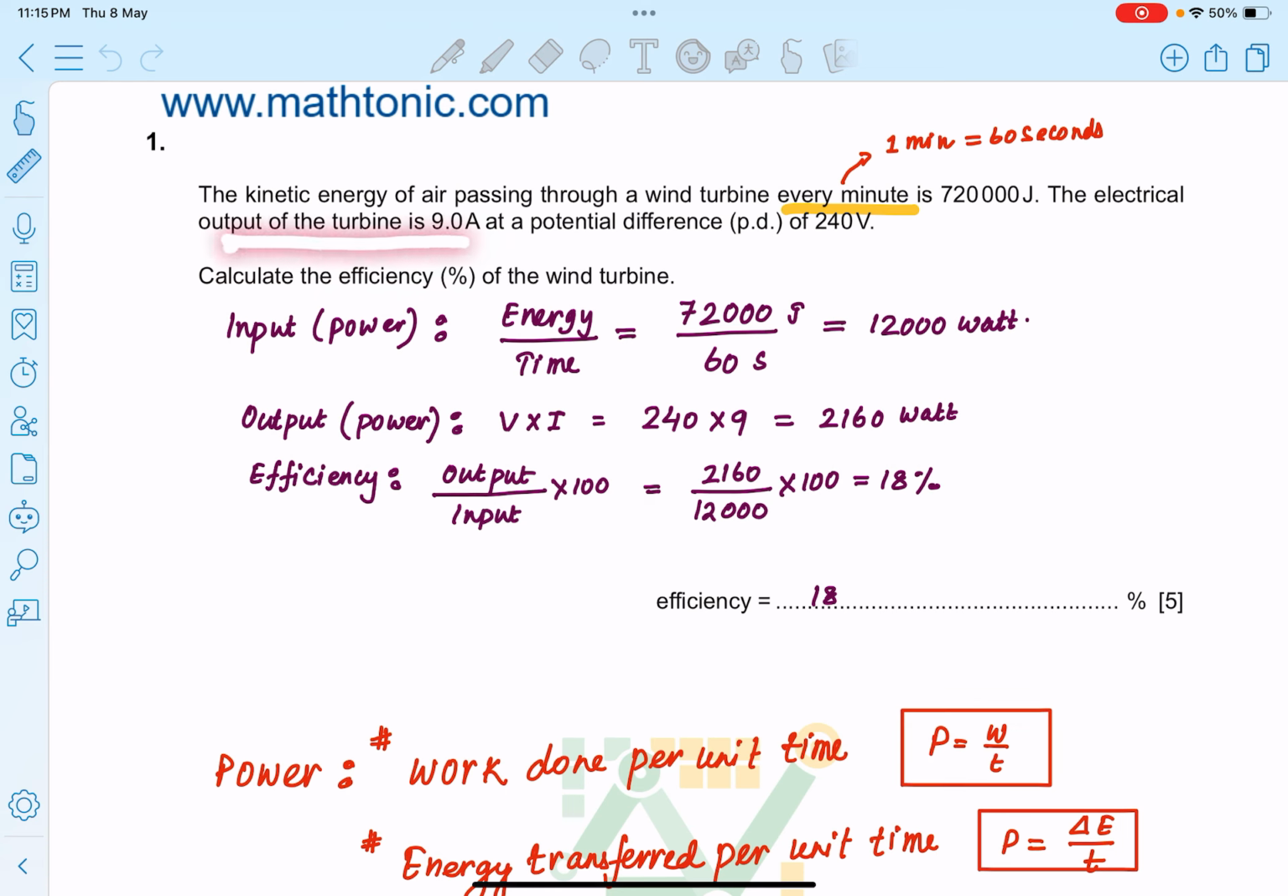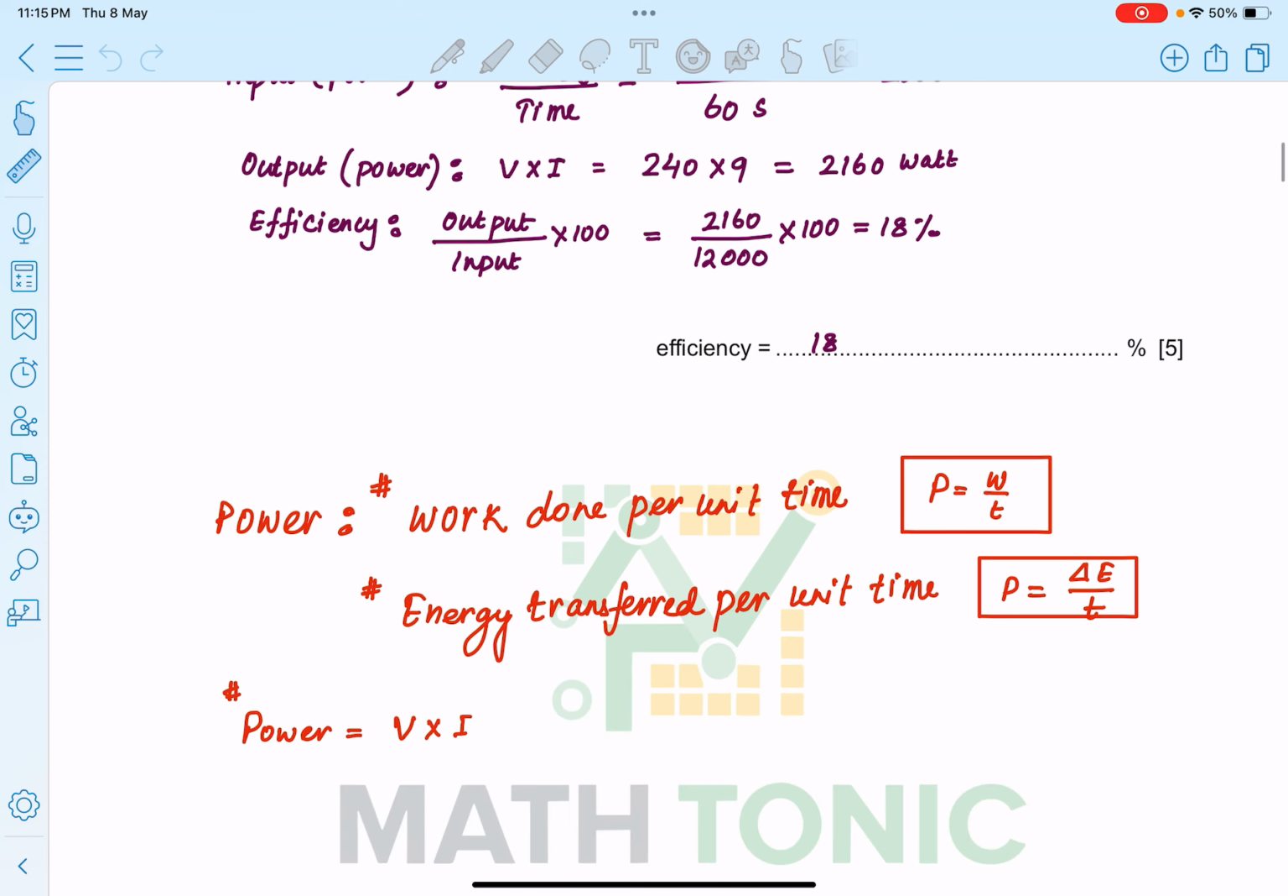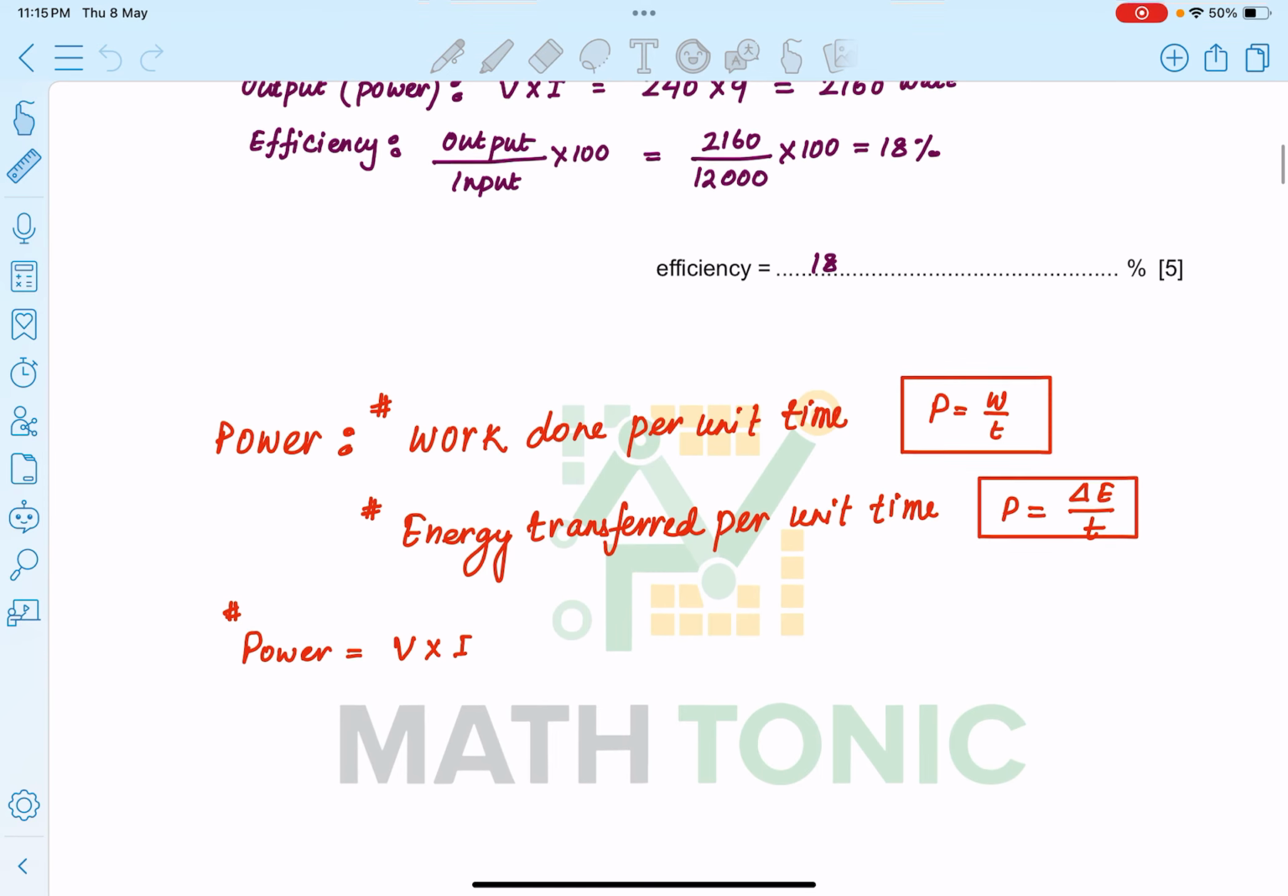See, the output of the turbine is given as 9 ampere, and the potential difference is given as 240 volt. That means here we have to use one more formula for power, that is P equals voltage times current. So 240 times 9, we got 2160 watt. So output we have 2160, input we have 12,000, over times 100, we'll get 18 percent efficiency. Did you understand everyone clearly? Again I'm saying that in every question I have written the notes. Please read them. If the question changes, you can apply it and get the answer as well.